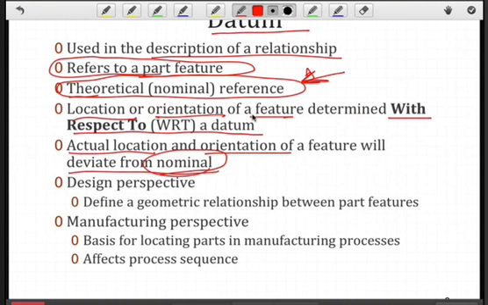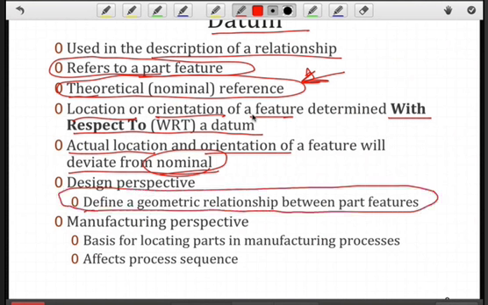From a design perspective, the designer is trying to define important relationships. So not every feature on our part is going to have a relationship to one or more datums, but there are important relationships that must be maintained. Otherwise, we're going to have problems in terms of fit and function.